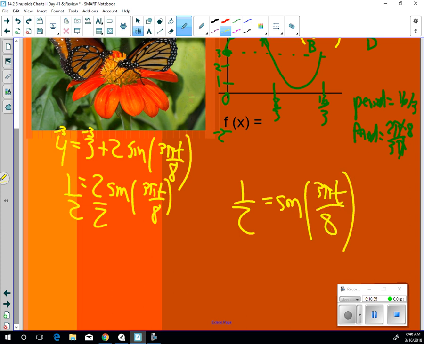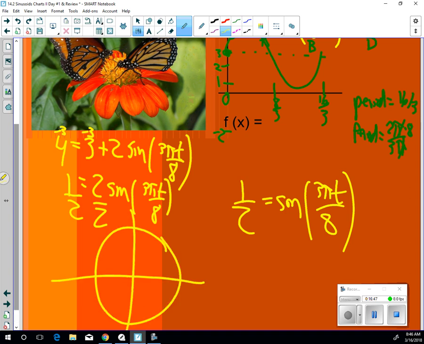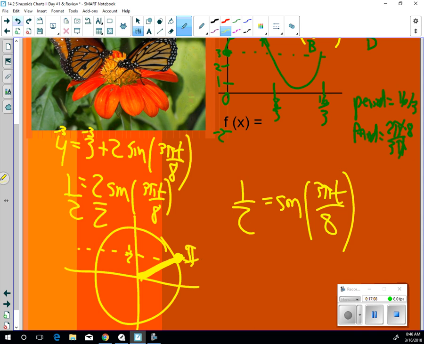Now this looks completely horrible, doesn't it? But it's not, because covering this up, when is the sine equal to 1/2 on the unit circle? When is the sine, or the y value equal to 1/2? What arc length is this? It's on your unit circle. What do you think it is? It's either pi over 6 or pi over 3. It is pi over 6.